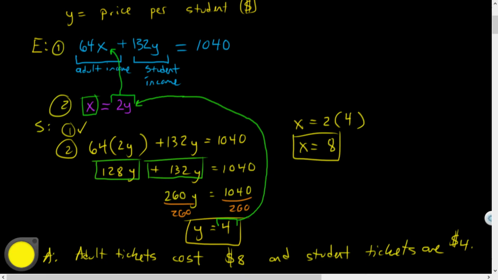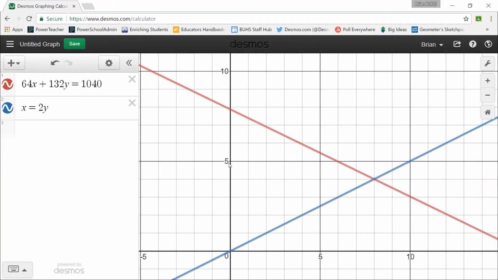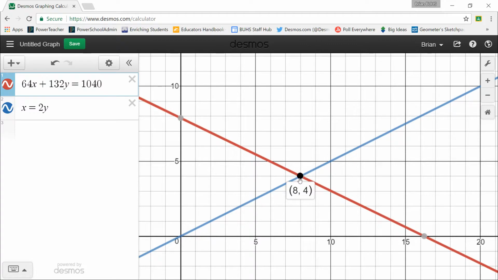You guys, check this out. If we were to solve this graphically, it would have looked like this. Here would have been my 2 equations. I would have found the intersection between those things. I would have found that x was equal to 8 and y was equal to 4. What did those mean? X was the price per adult and y was the price per student.